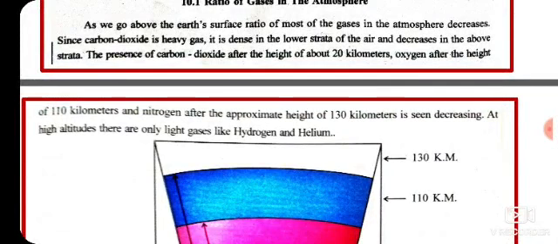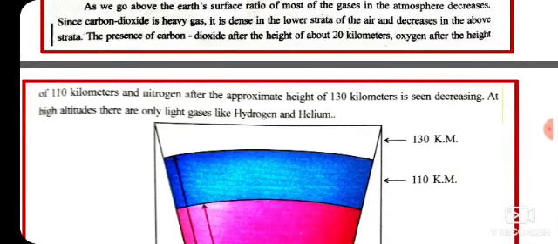Since carbon dioxide is a heavy gas, it is dense in the lower strata of the air and decreases in the upper strata. Carbon dioxide is a heavy gas, and so whenever it is in the lower strata it is dense, and whenever it goes above, its level decreases. The presence of carbon dioxide after the height of 20 km, oxygen after the height of 110 km and nitrogen after the approximate height of 130 km is seen decreasing.